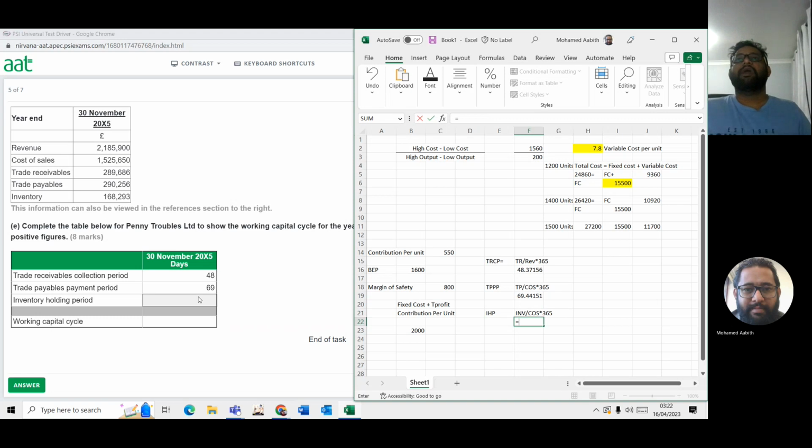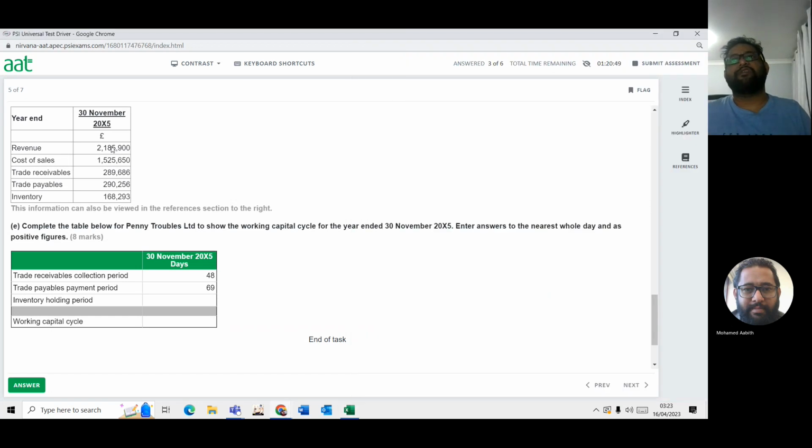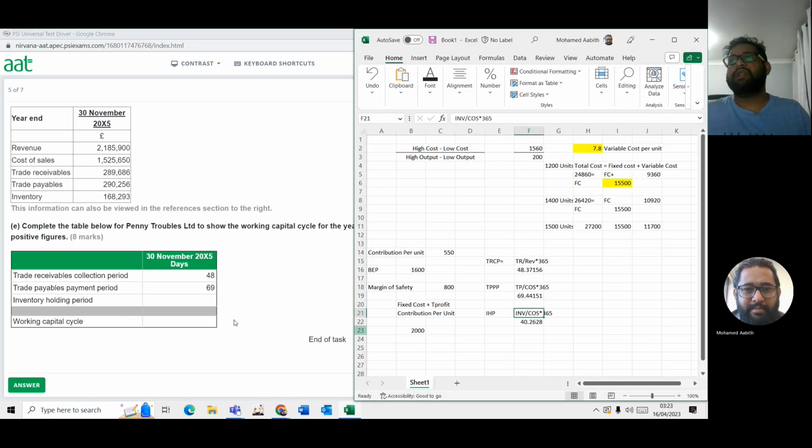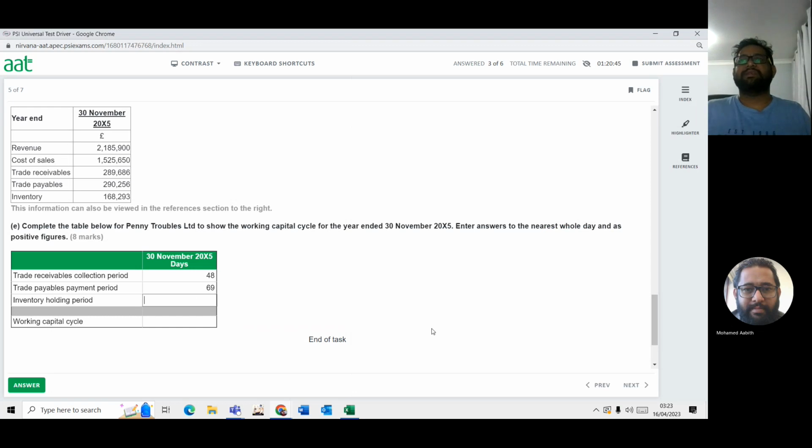Let me check anyway. Inventory 293 divided by 1525650 multiplied by 365 gives you 40 days. Yeah, that is the right way, because otherwise the days would be so high it wouldn't be possible. Inventory is valued at the cost of sales, not the revenue value. So here the days are going to be 40 days.